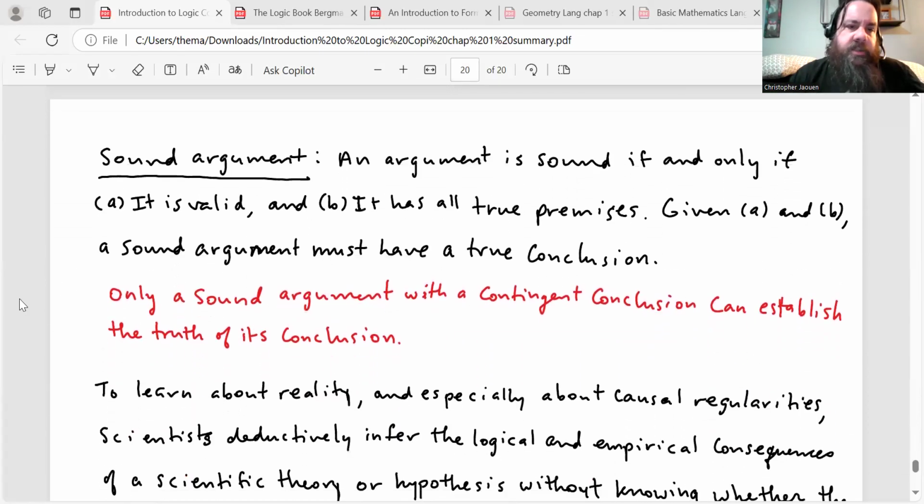All right. Sound arguments are defined next. An argument is sound if and only if A, it's valid, and B, it has all true premises. Given A and B, a sound argument must have a true conclusion. So only a sound argument with a contingent conclusion can establish the truth of its conclusion.